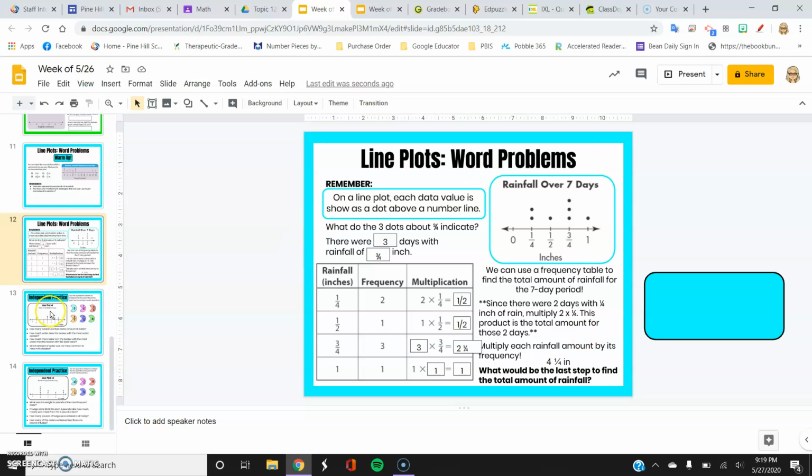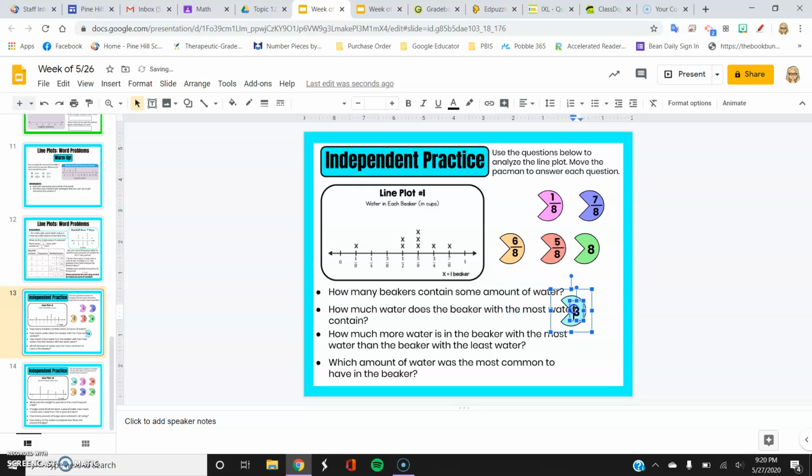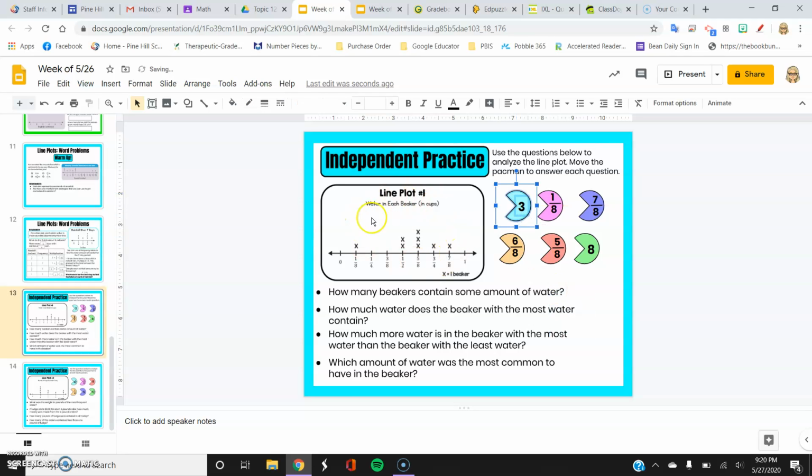Okay, so your independent practice is slides 3 and 4 for today. So you have to look at the line plot and use these questions to analyze it. And then you're going to move the Pac-Man to the question like it's eating it. So if this question is 3, you would move the 3. If this question was 5/8, like it's eating the question, you just move it like this. These aren't the answers, but you're finding different things. You're finding out different things and calculating different amounts according to these line plots.